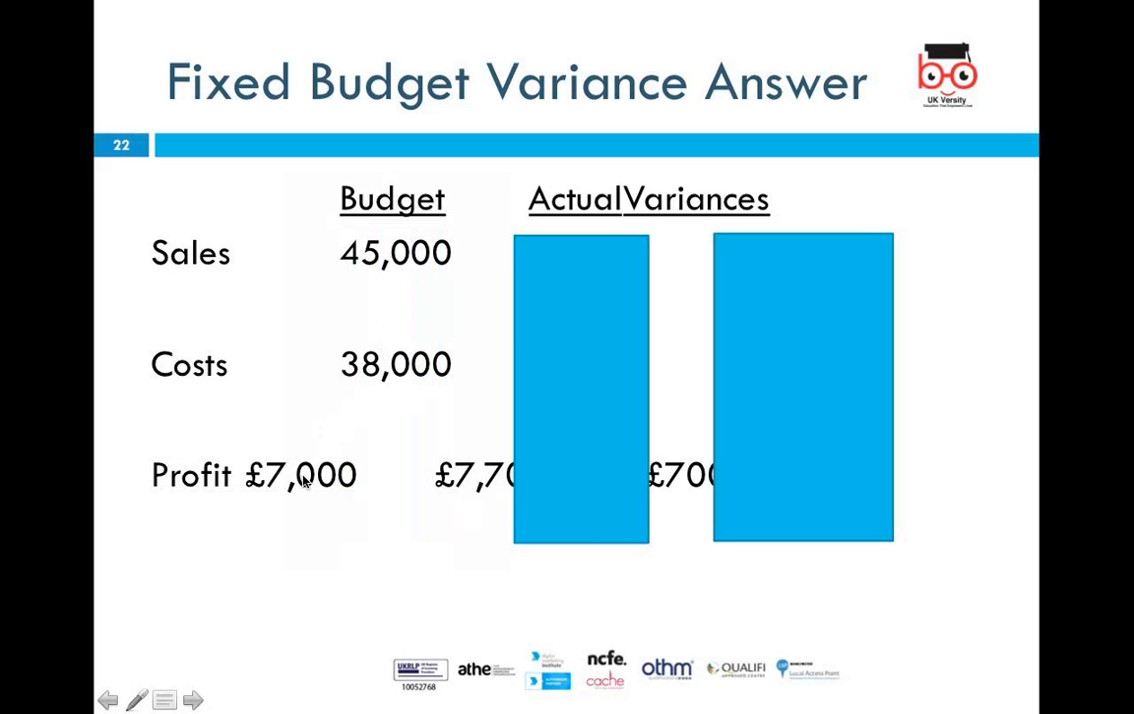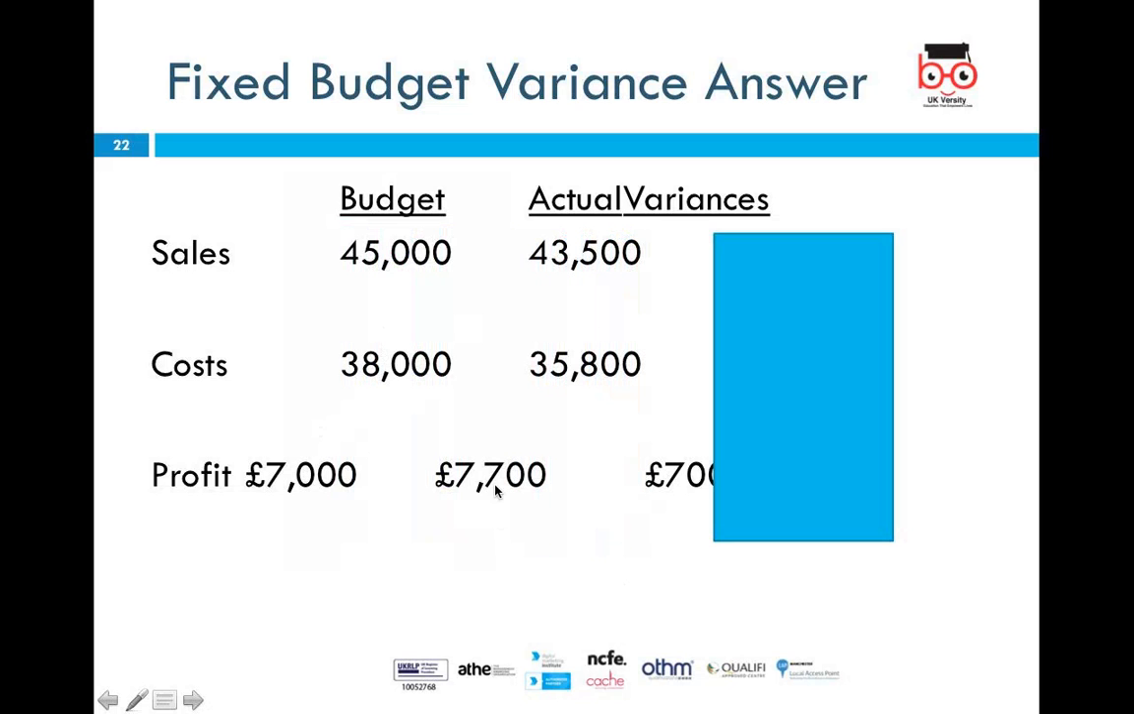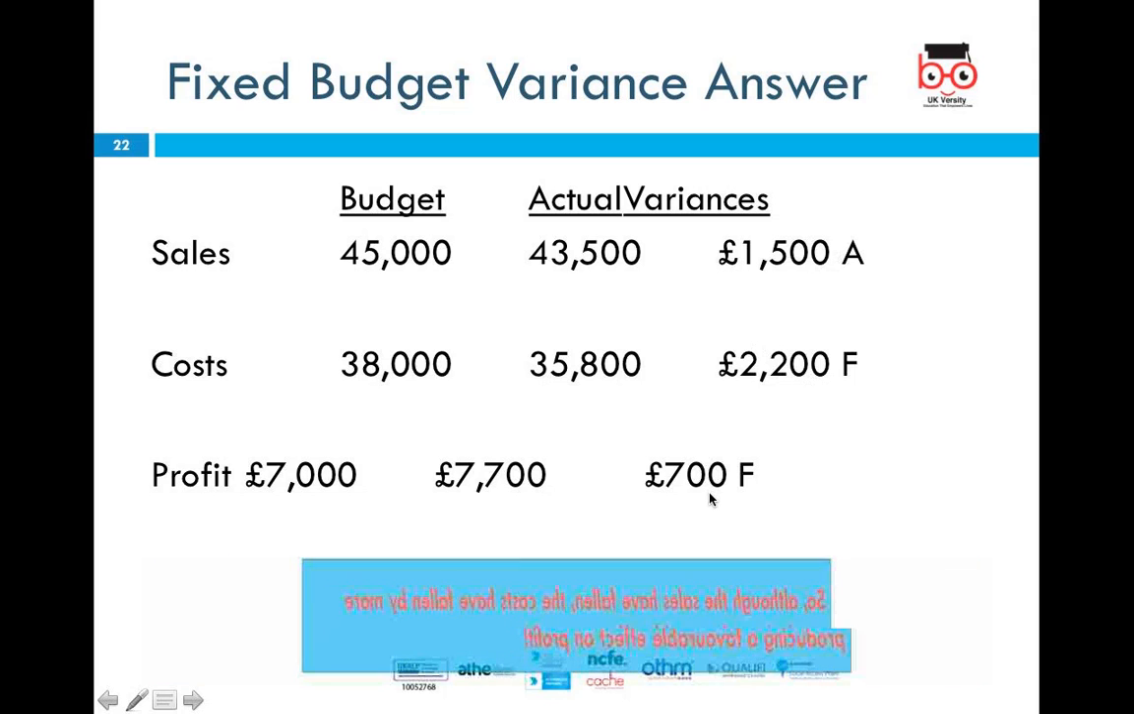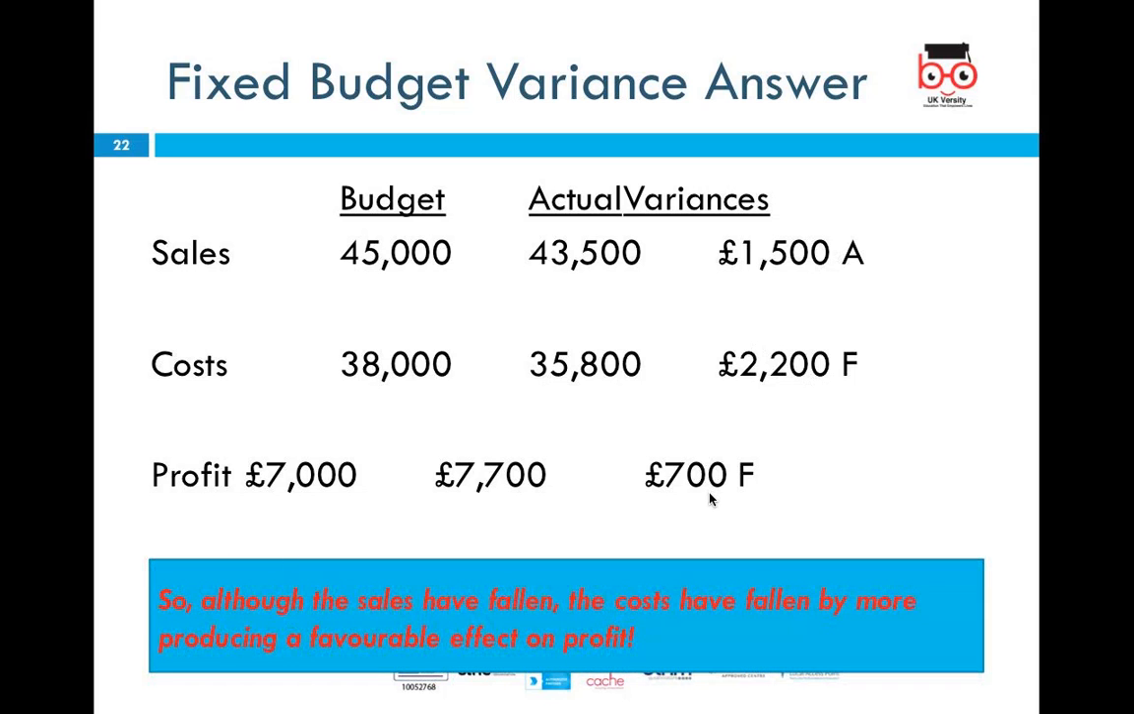That's the original budget and the cost. So profit is 7,000 pounds. In actual, let's see. Profit has increased, that's favorable. Cost decreased, favorable. But the sales decreased, that's adverse. So that's adverse, favorable, and that's the unit of amount, adverse and favorable.